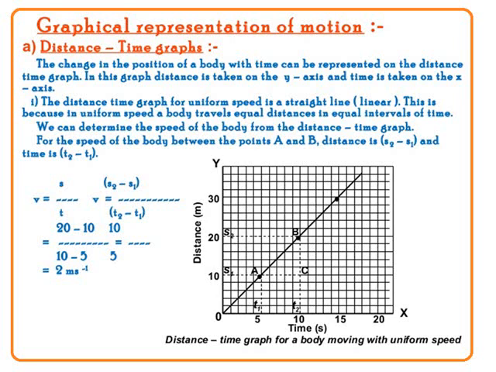So substitute the values for S1, S2, T1 and T2. So you will get 20 minus 10 divided by 10 minus 5, and when you simplify you get 2 meters per second. And for this body which travels with constant velocity, the speed of the body is 2 meters per second.